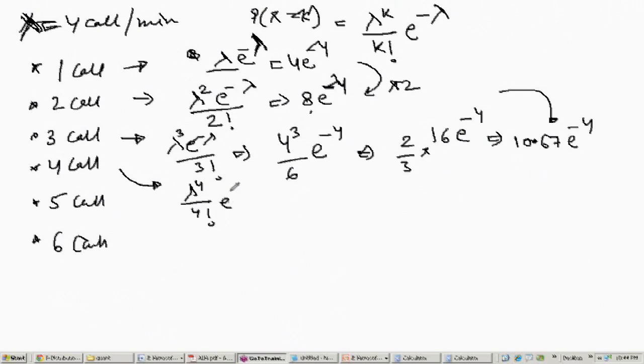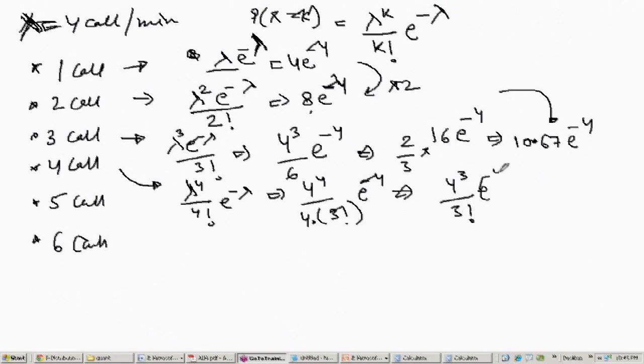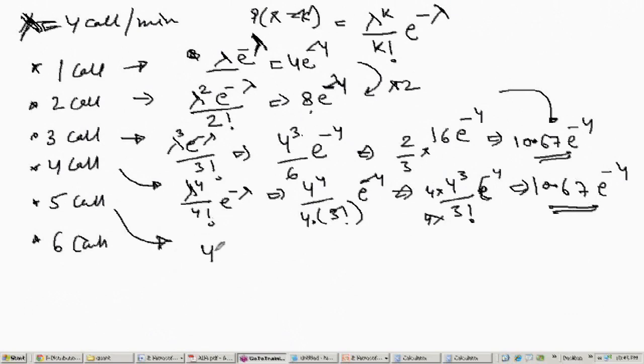What about the 4 call? Lambda to the power 4, 4 factorial e to the power minus lambda. Okay, so you have 4 to the power 4 divided by 4 factorial. I can write 4 factorial as 4 into 3 factorial, e to the power minus 4. So this can be written as 4 cube by 3 factorial e to the power minus 4, which is the same as this. If you compute 4 cube by 3 factorial and 4 to the power 4 by 4 factorial, this 4 will get cancelled off. This and this is the same.